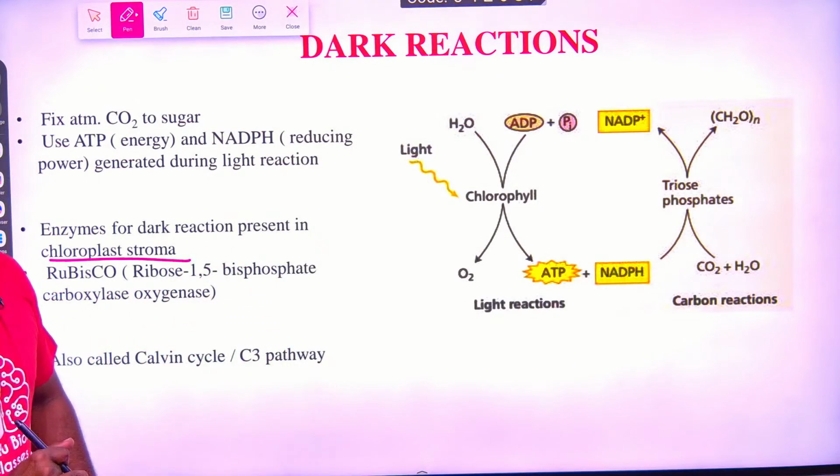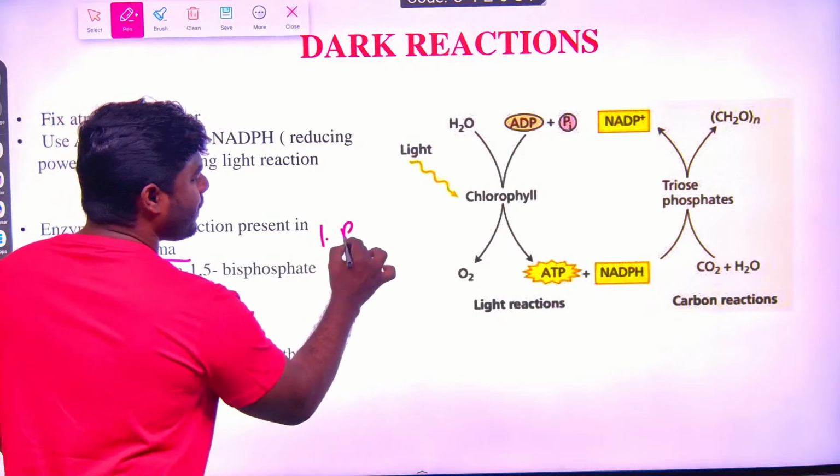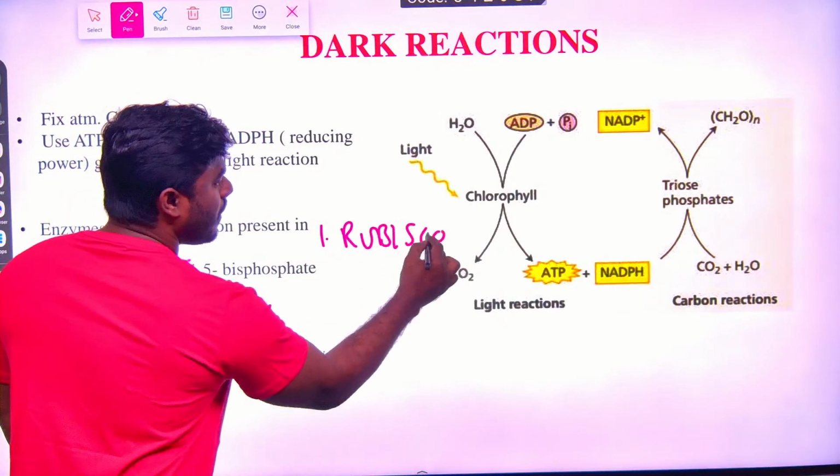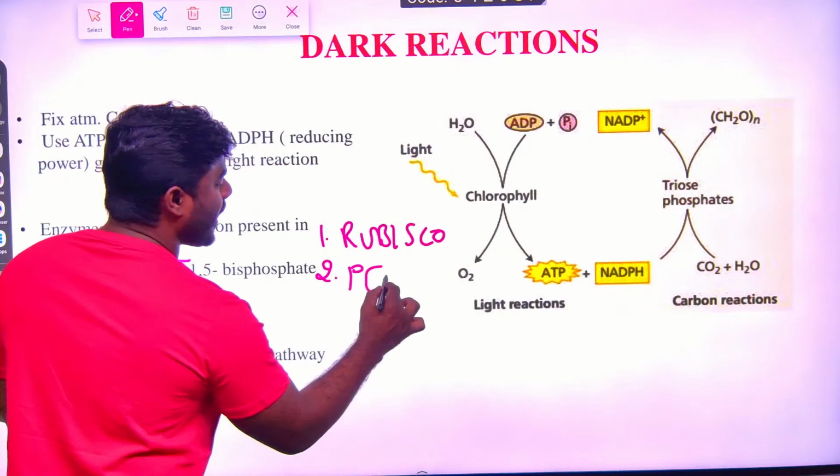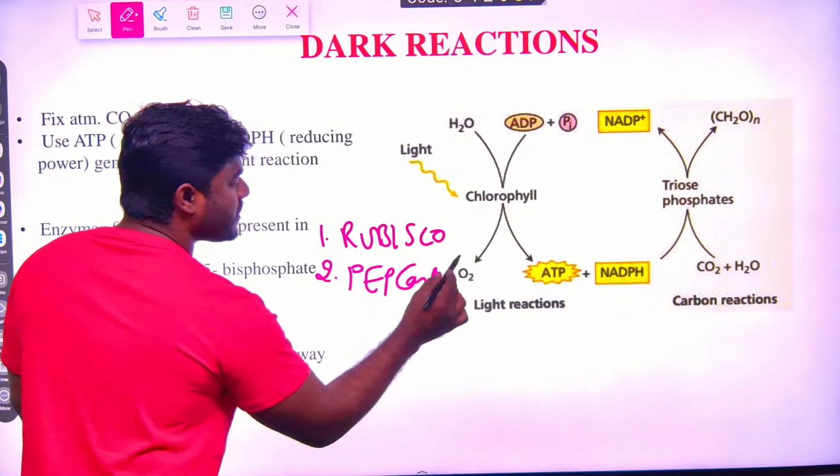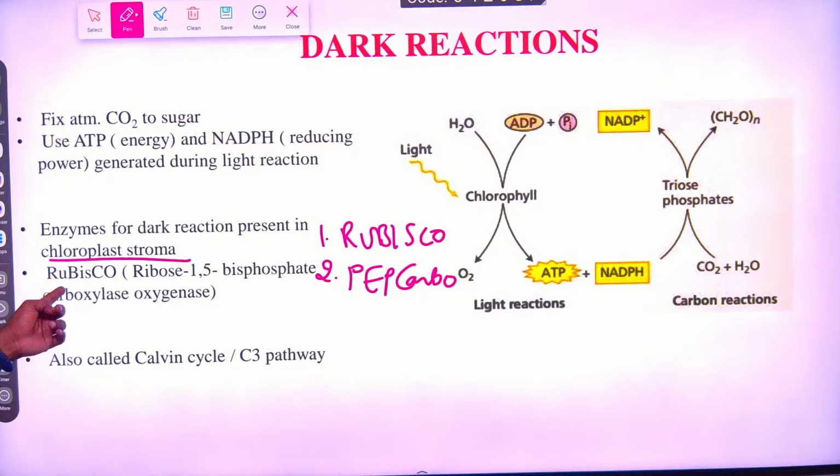What are the major enzymes? Rubisco, followed by what is the other enzyme? What is the enzyme used by the C4 and CAM plants? PEP carboxylase. They are all present in the stroma only.